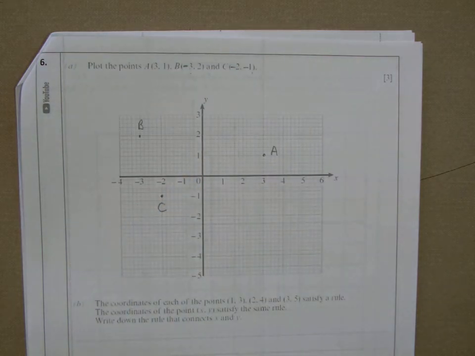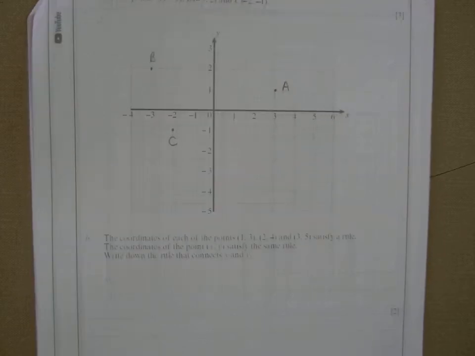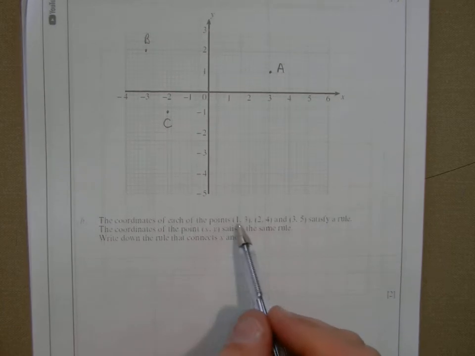All right. Part B then. It says the coordinates of each of the points (1, 3), (2, 4), and (3, 5) satisfy a rule. The coordinates of the point (x, y) satisfy the same rule. Write down the rule that connects x and y. Kind of complicated looking question, but actually it's quite straightforward when you start to see the pattern here.